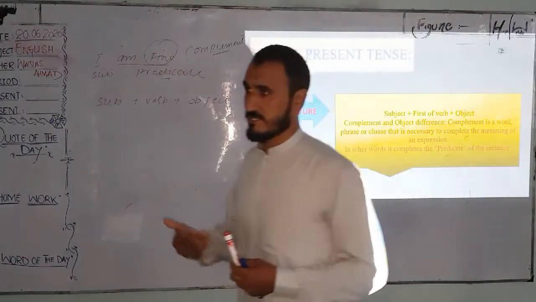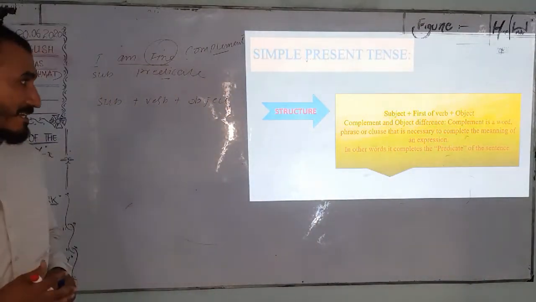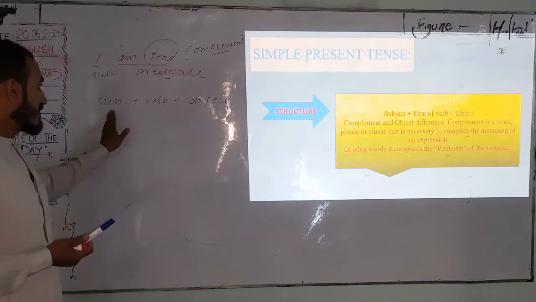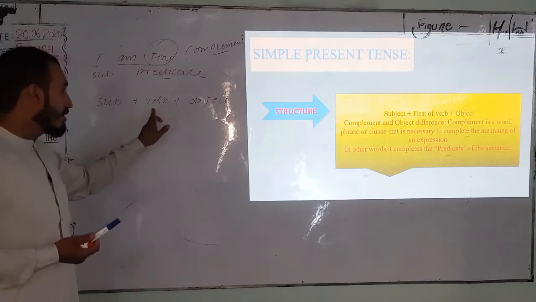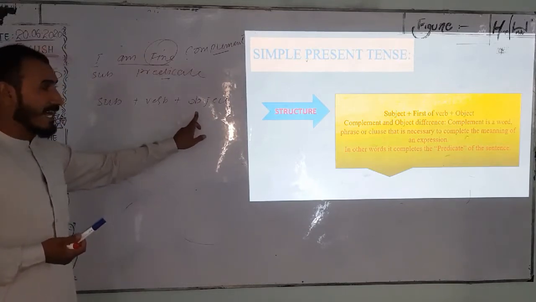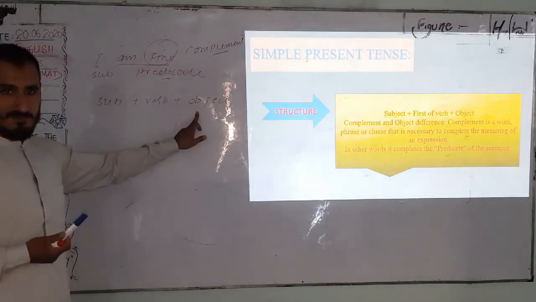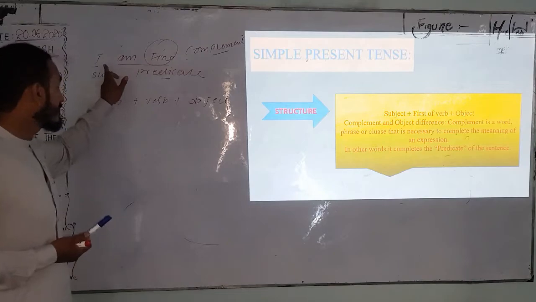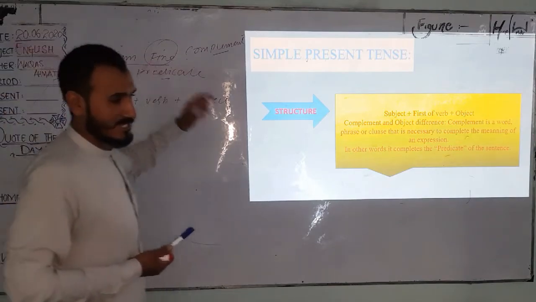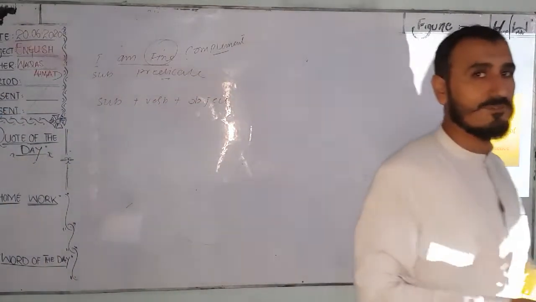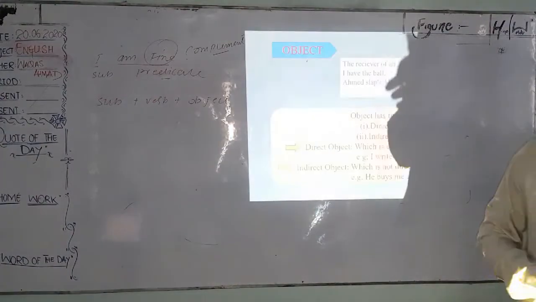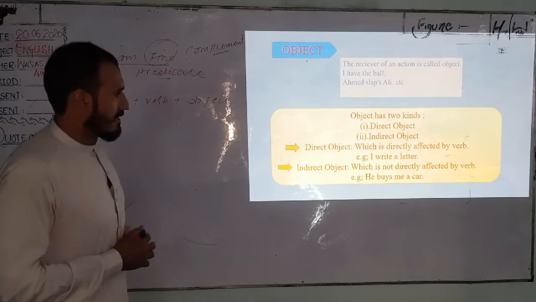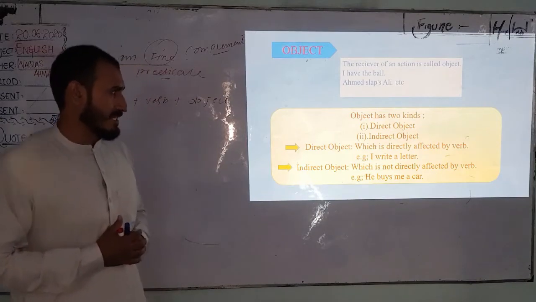It completes the sentence. It completes the clause. And in subject plus verb plus object, whenever a verb comes, it always forms object. And whenever subject plus linking verb or stative verb comes, it always forms complement of the sentence. We have two kinds of objects.